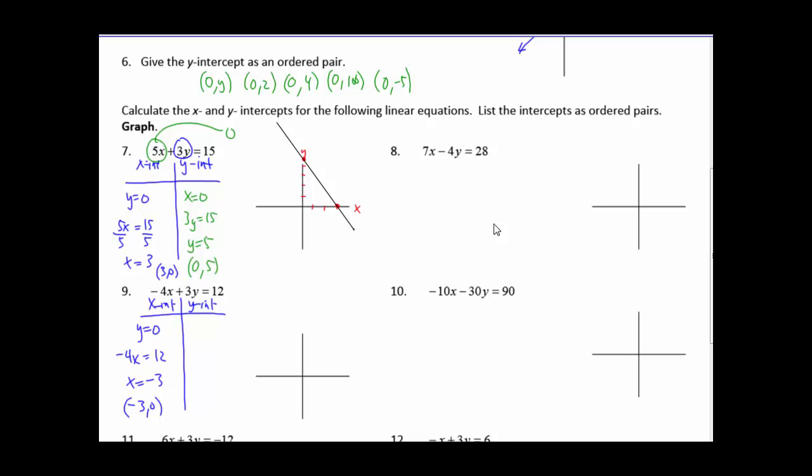If we do the other side, we're going to input x equal to 0. So the negative 4x becomes 0. We have 3y equals 12. So y equals 4. So input 0, out comes 4. So we have 2 points, negative 3, 0, and 0, 4.